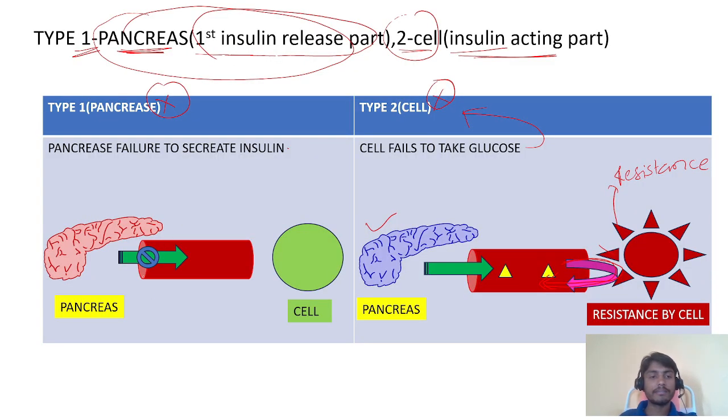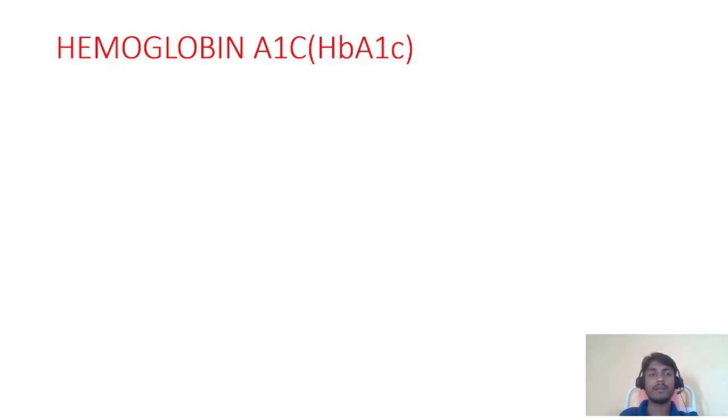So that's why in type 1 condition we need to give insulin, because insulin is not at all secreted. In case of type 2, what we need to do is sensitize the cells, activate the cells. In type 2 we need to sensitize the cells, so the glucose can enter the cells.